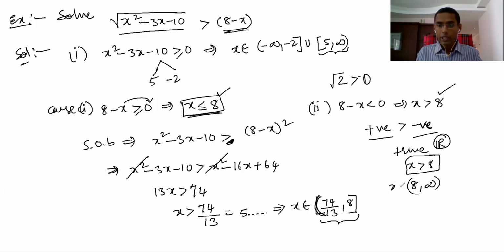So this is also a solution, the second case. Therefore, finally, the solution of this inequation is closed 74 by 13 to infinity. Hope you understand this one.